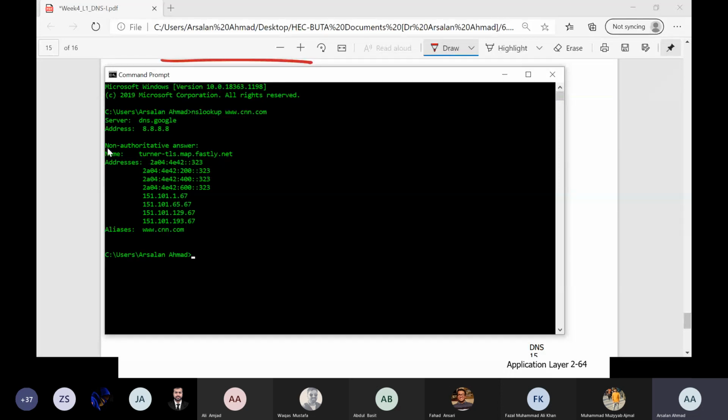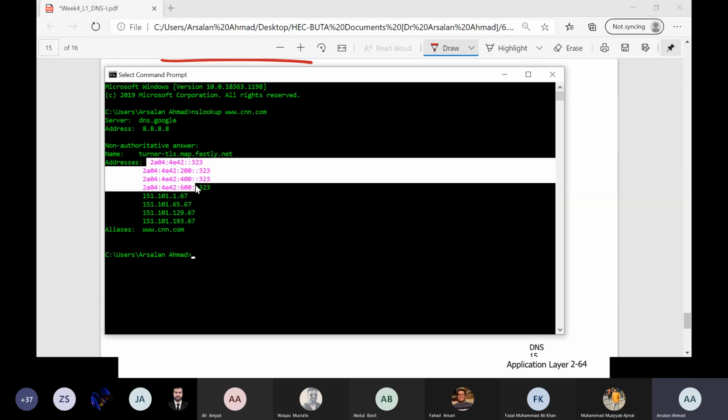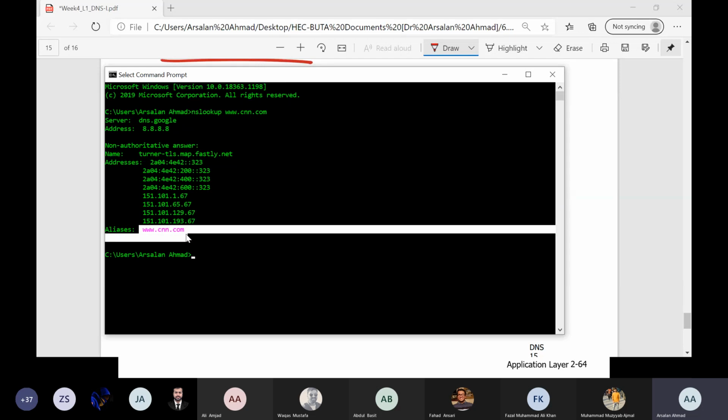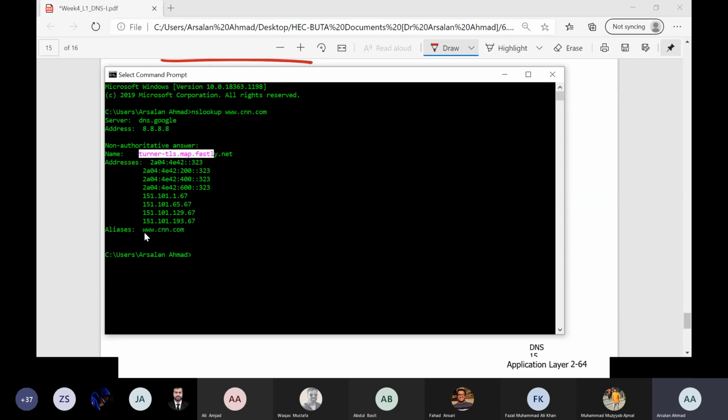So you can see it's a non-authoritative answer. I'm sitting in my office right now, so the answer is coming from the local name server. It is not coming from the actual authoritative name server of CNN.com. You can see that it's using a canonical name, turner-tls.map.fastly.net, and there are different IP addresses, some IPv6 and some IPv4. That's the alias and this is the canonical name, so this is a CNAME record.